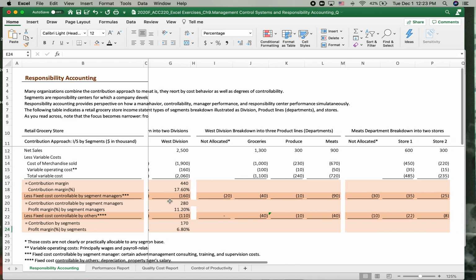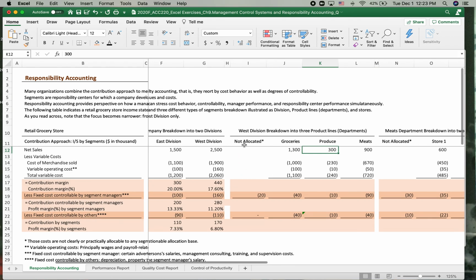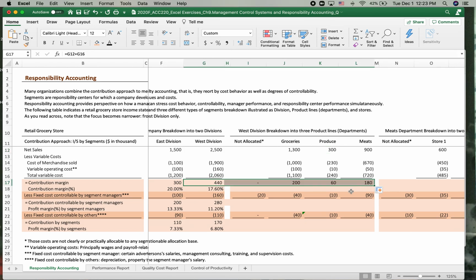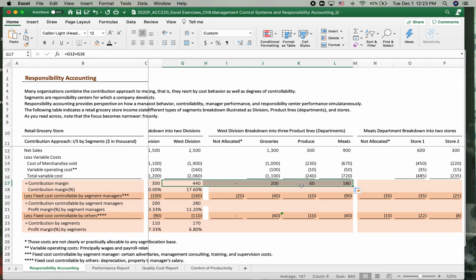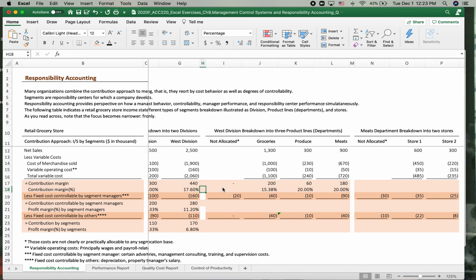The West division is broken down into three product lines, three departments: the grocery department, the produce department, and the meats department. They have their own net sales and variable cost as well, and there is no not-allocated cost. So we are going to calculate in the same way. $260,000 and $180,000 are the contribution margin of each department. And then the contribution margin percentage, which is not necessary to show here.